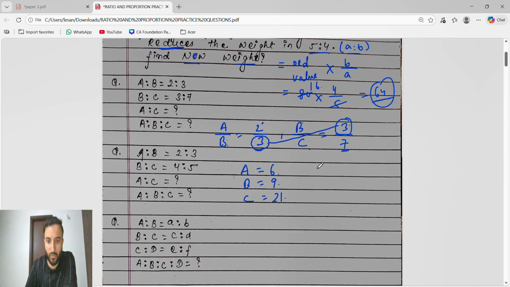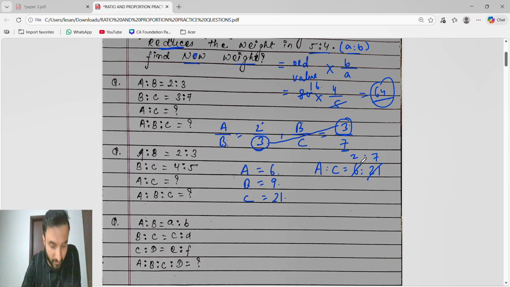You have to find a is to c. A is to c means 6 is to 21. It will get cancelled. Yes. Now 2 3 the 6, 7 3 the 21. So a is to c is 2 is to 7. Yeah, correct answer.